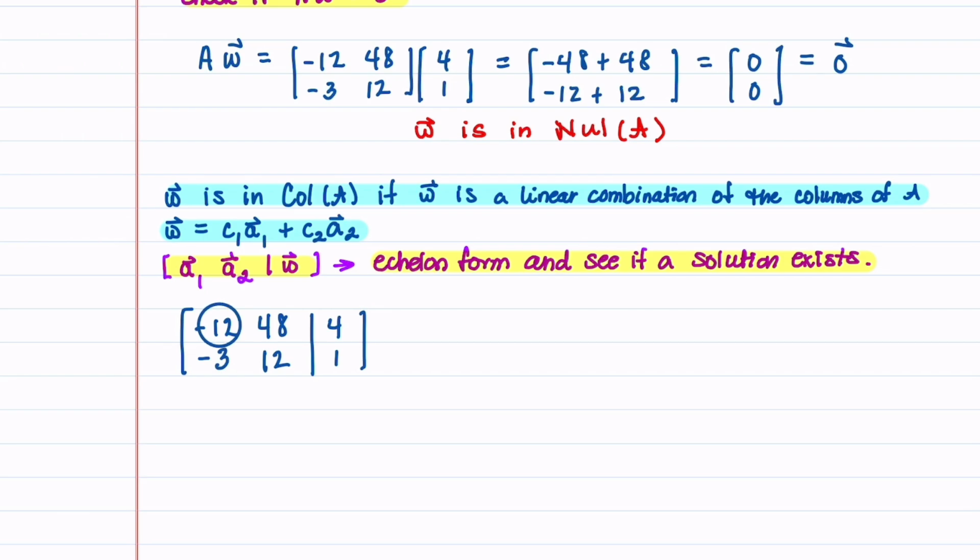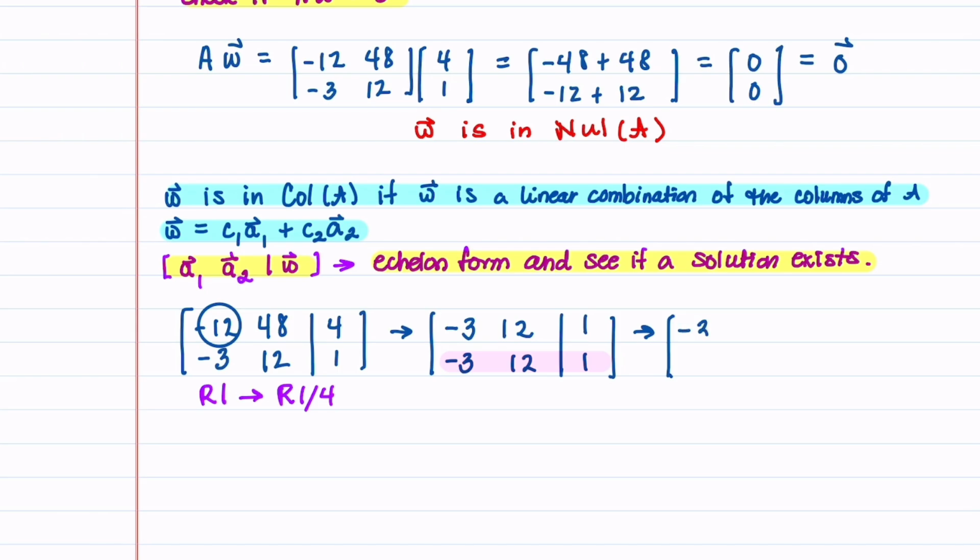When I look at row 1, I notice that every entry in row 1 is a multiple of 4. So I'm going to start by taking row 1 and replacing it with row 1 divided by 4. We take every entry in row 1 and divide it by 4, so we get a minus 3, a 12, and a 1. Then we notice that our second row is exactly the same. Whenever you have a repeat row, you know that when you do row reduction, that row is going to go to 0. So let's go ahead and do that.